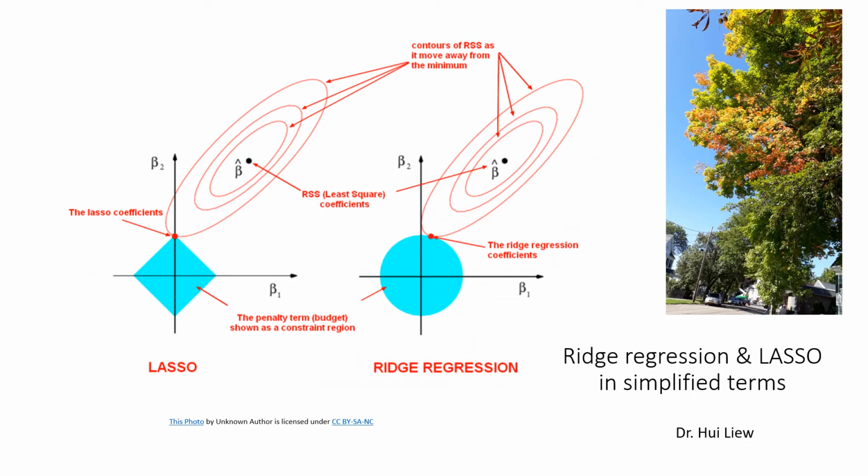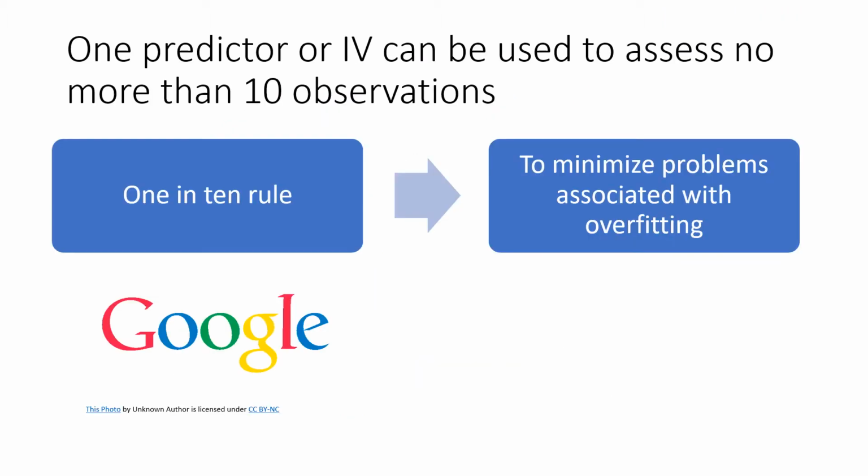Okay, this video briefly explains ridge regression and LASSO in simplified terms. Ridge regression and LASSO allow us to include all predictors in our model and still avoid overfitting, and this is done by constraining or regularizing their coefficient estimates, and at times shrinking the coefficient estimates towards zero.